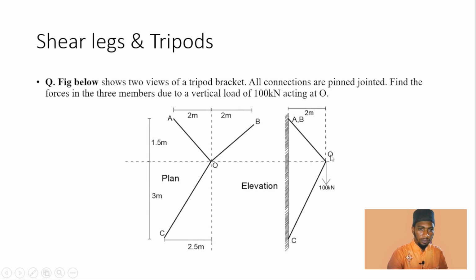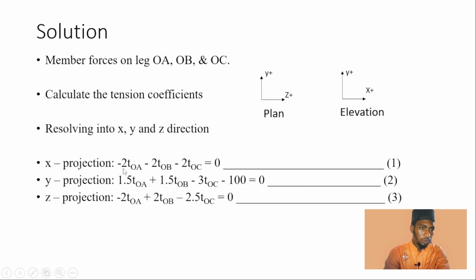So what about the direction? From O to A to B to C is all from right to left. Okay, which is going against our sign convention, so they are going to be negative, all of them. So minus 2 TOA, minus 2 TOB and minus 2 TOC. That is what we have as equation 1, all of them equal to 0. The T is the tension coefficient, while the OA, OB, OC are the members. So let's go to y direction. In y direction, that's the vertically.